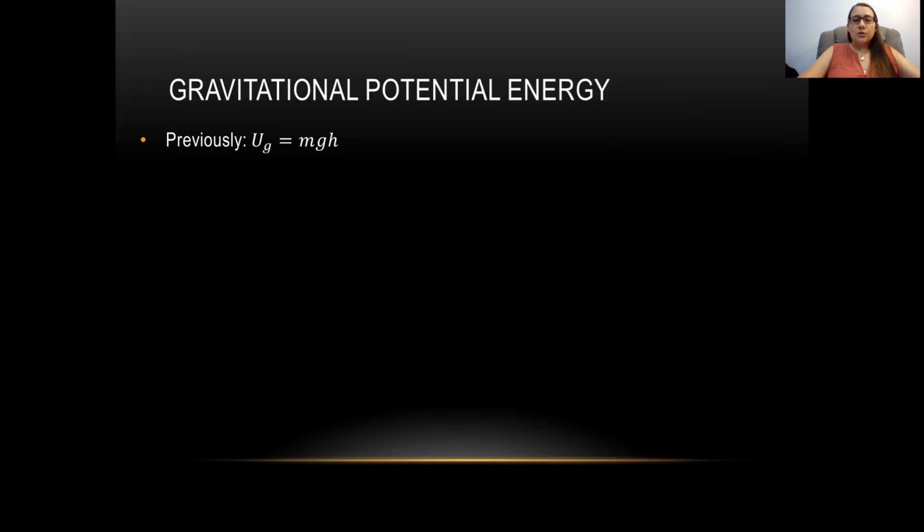Okay, so gravitational potential energy, we have to revisit this too because we talked about this the other week in our energy unit. Previously, gravitational potential energy, or UG, was just equal to mgh, right? The mass of the object times the acceleration due to gravity times the height of the object above your reference point.